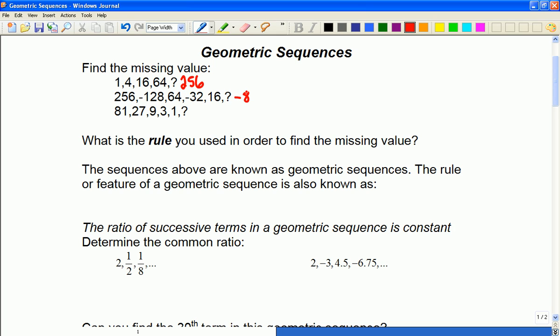Should be -8. And finally, what do you think this one would be here? It would be 1/3. So if you're thinking about how do you do it, you're multiplying by a common value.